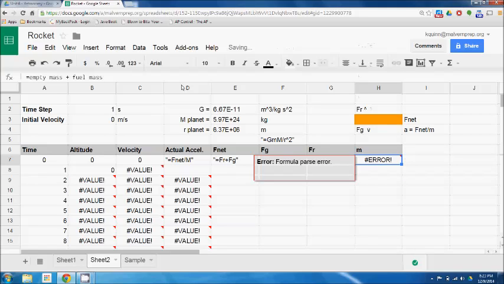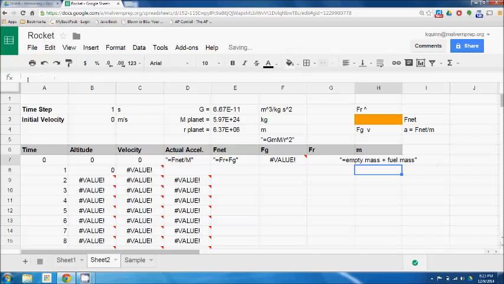Oh, and it's giving me an error because I put in a formula. Let's put this in quotes: empty mass plus the fuel mass. Now, that'll come out to be a number, and we'll come back to doing this later. For the time being, just so that this doesn't have error messages all over, I'm going to put a number in, and I believe that the rocket's mass is somewhere on the order of 100,000 kilograms. So I'll put that number in.